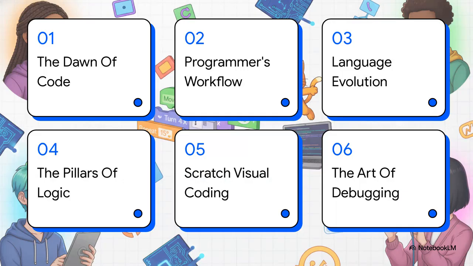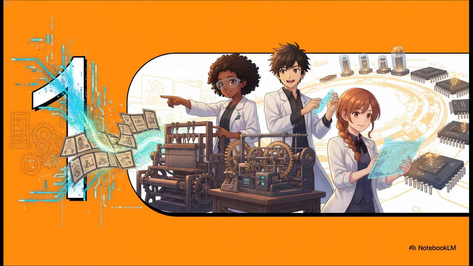To make this all super easy to digest, we've broken the explainer down into 6 key chapters: the dawn of code, the programmer's workflow, language evolution, the pillars of logic, mastering Scratch visual coding, and finally, the art of debugging. So let's get into it. Chapter 1. The Dawn of Code. Let's look at the historical foundation.